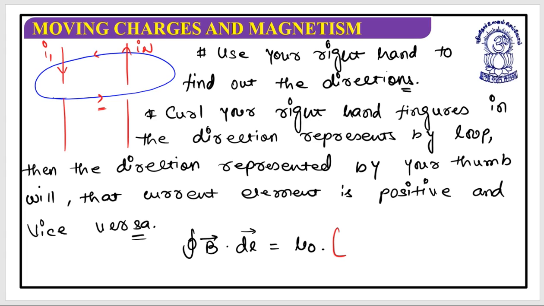So if I curl my fingers in the anti-clockwise direction, then my thumb will represent the outward current as positive, because it is showing in the upward direction. For I2 it is moving in upward direction, for I1 it is moving in downward direction. So this should be plus I2 minus of I1. I hope this is clear.